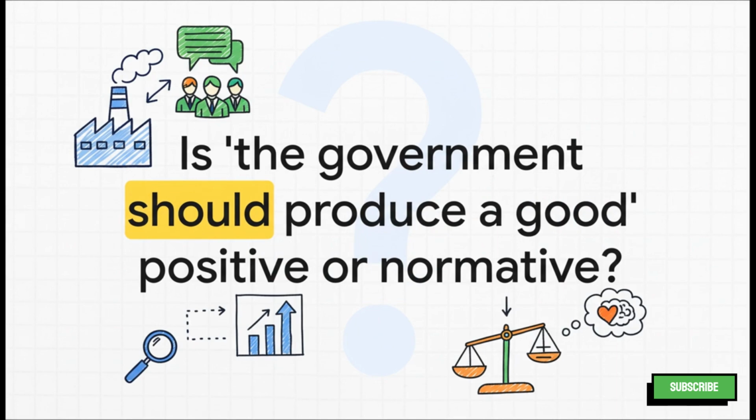And for our last question, take a look at this statement. The key word here is should. The statement is making a recommendation, a value judgment about what is right. So, is this positive or normative economics? That's right, it's a classic example of a normative statement.